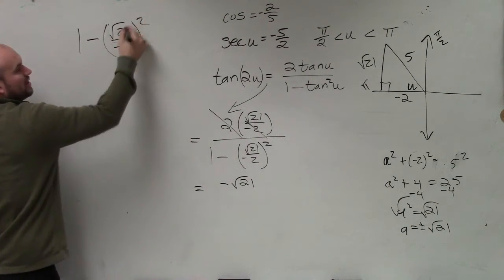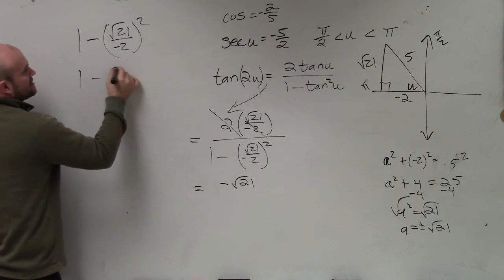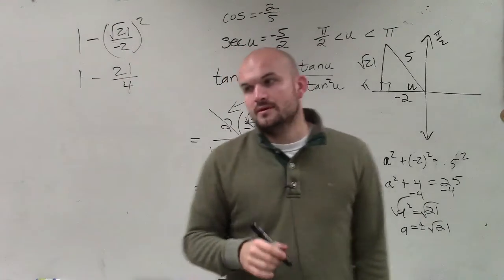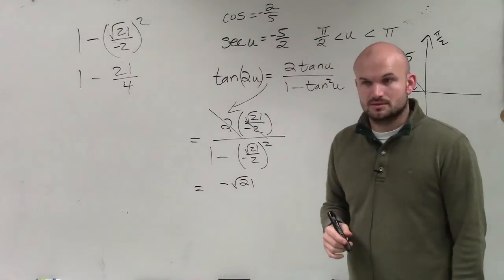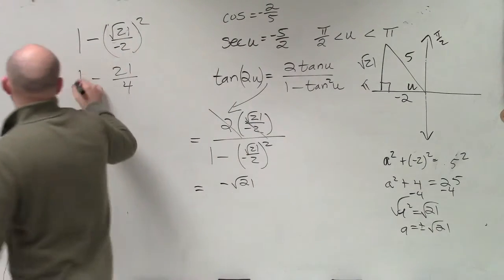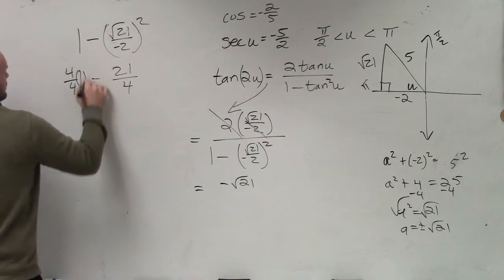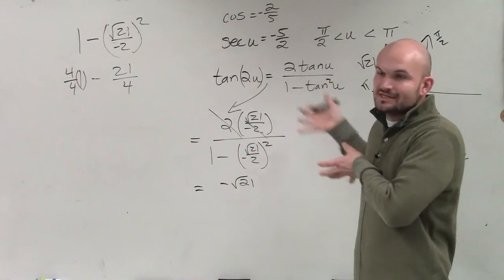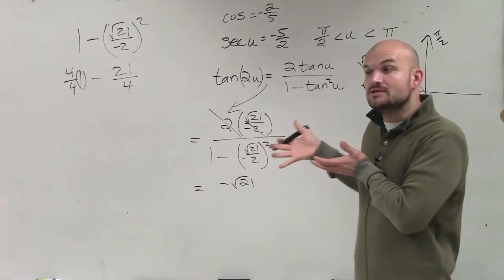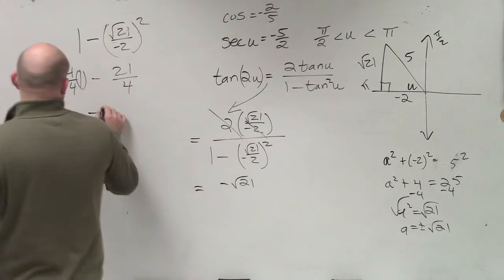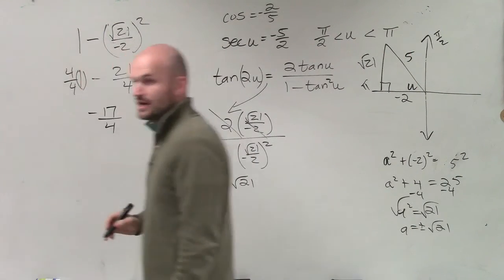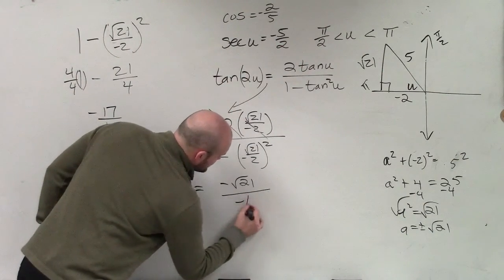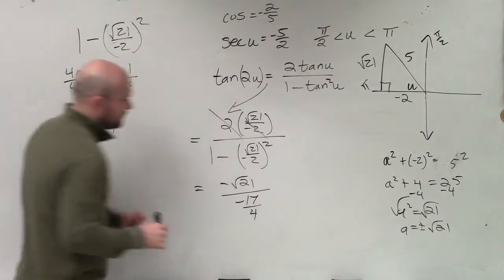When I square these, you square the numerator and you square the denominator, right? Yes? OK. Then I can convert this to 4 over 4. Change the 1 to 4 over 4 since it has the same denominator. Then I can subtract them. 4 minus 21 is going to be negative 17 over 4. Correct? OK. So that means my fraction over here is negative 17 over 4.